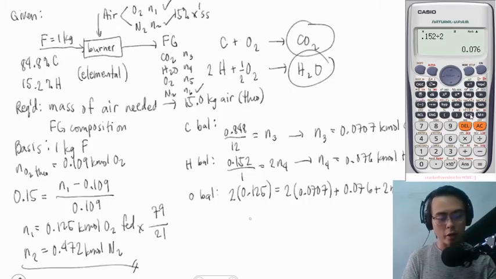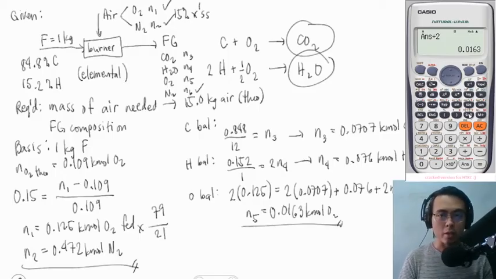Okay, and solving for N5, that's 2 times 0.125 minus 2 times 0.0707 minus 0.076, divided by 2. So our remaining oxygen in the product is 0.0163 kilomole oxygen.